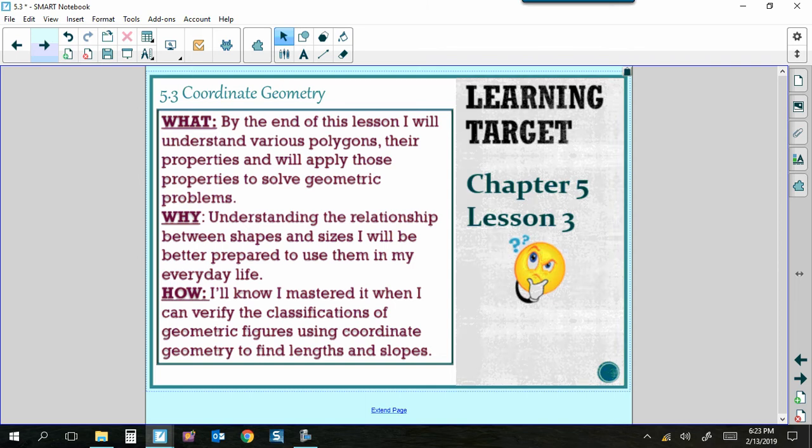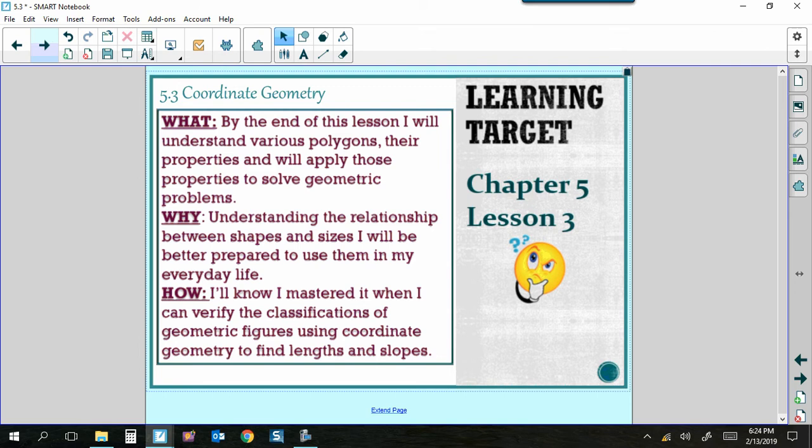What will we be learning? Well, by the end of this lesson, you will be able to understand various polygons, their properties, and apply those properties to solve geometric problems. Why is this important? Well, understanding the relationship between shapes and sizes, you will better be prepared to use them in everyday life.